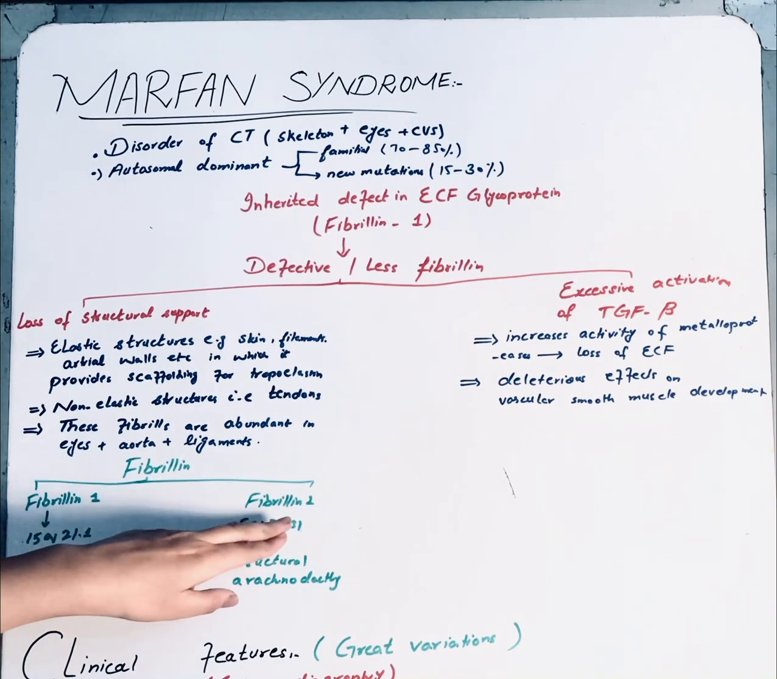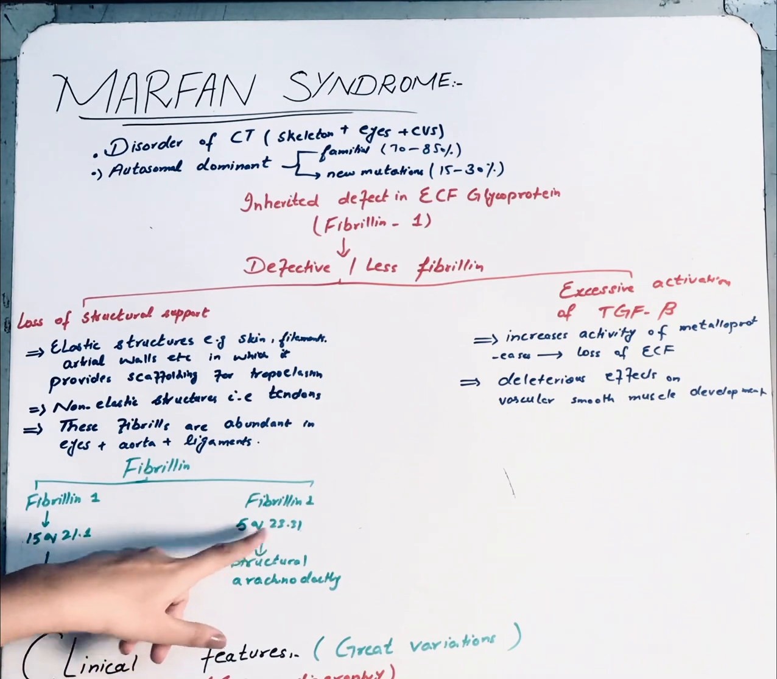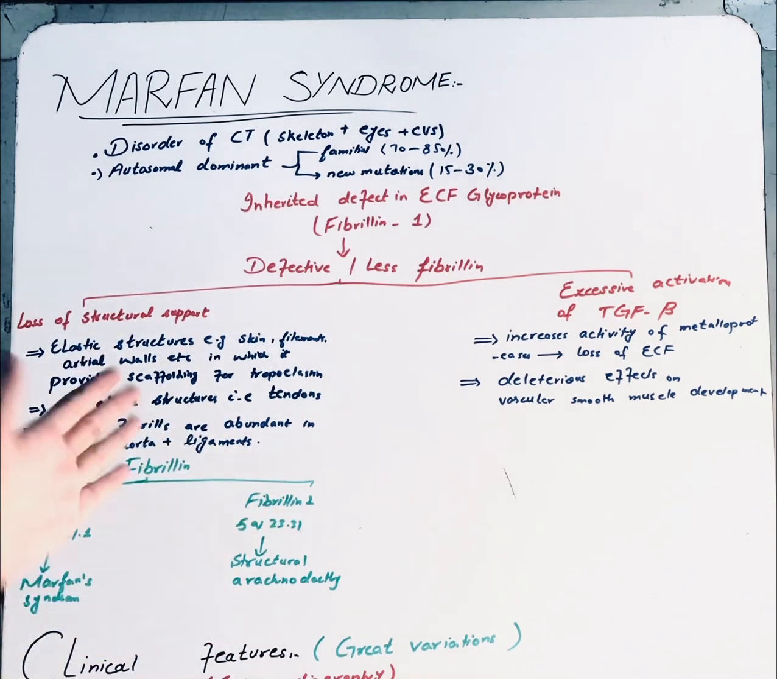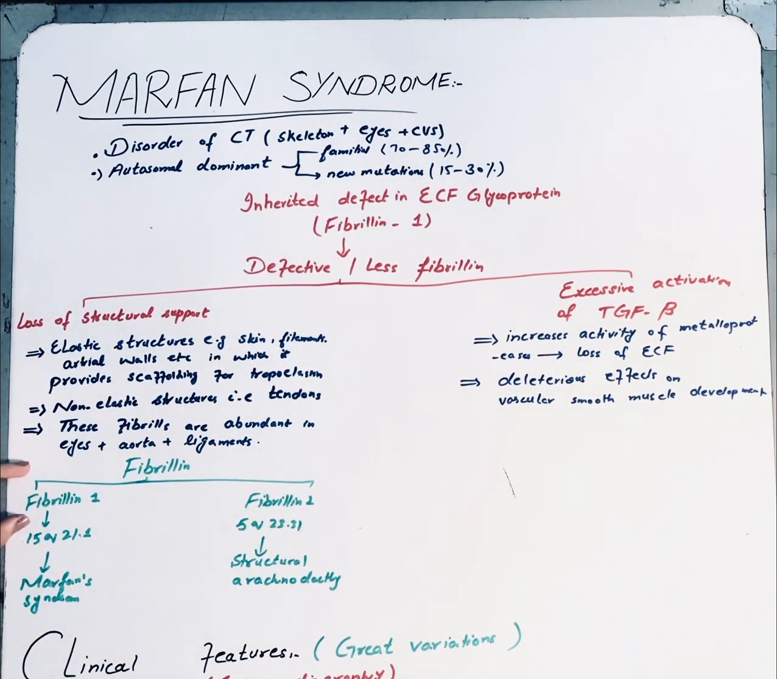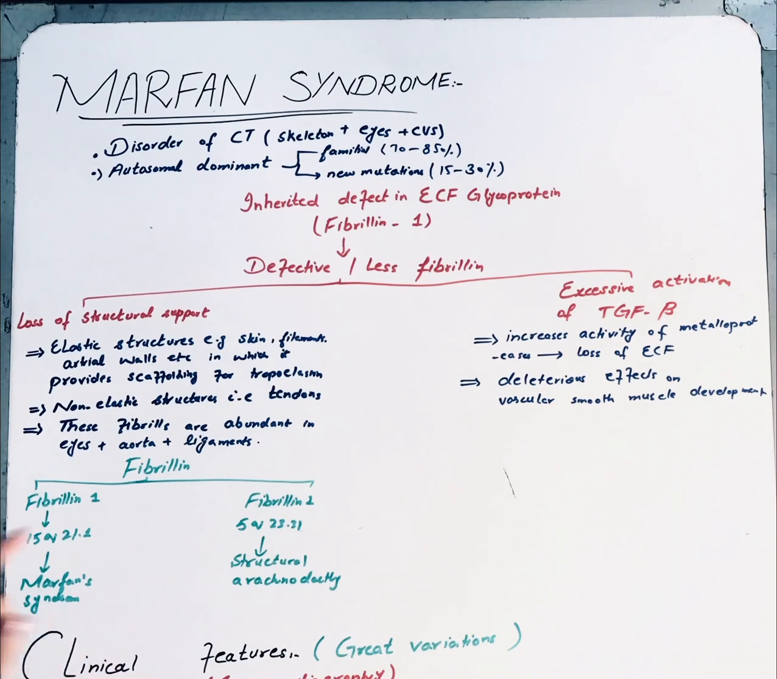Now its homologous form, that is fibrillin 2, encoded by this chromosome, this gene, causes congenital contractural arachnodactyly. What is it? It is a skeletal abnormality, but this is not included in Marfan syndrome because in Marfan syndrome there is basically a mutation of fibrillin 1 which can lead to loss or defective fibrillin 1 in our body. This is the first thing, that's how fibrillin 1 causes Marfan syndrome.